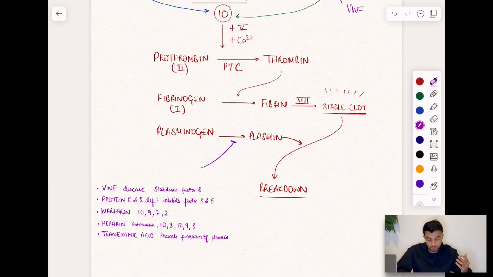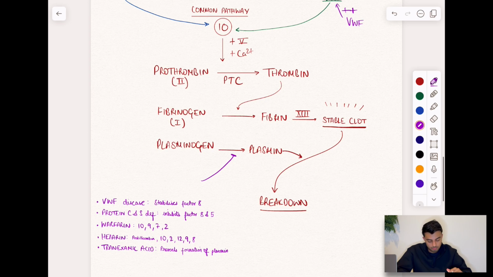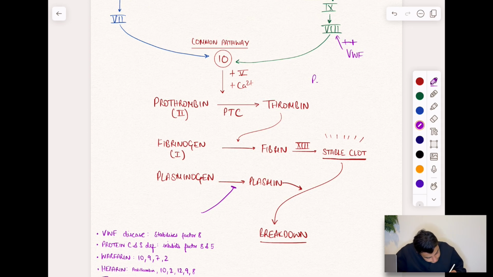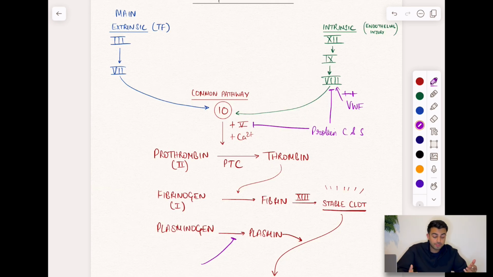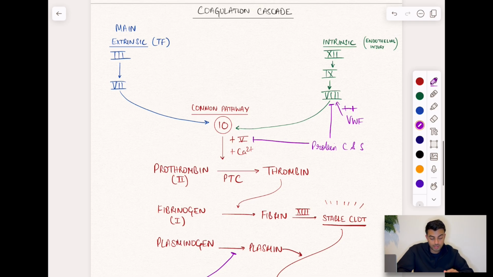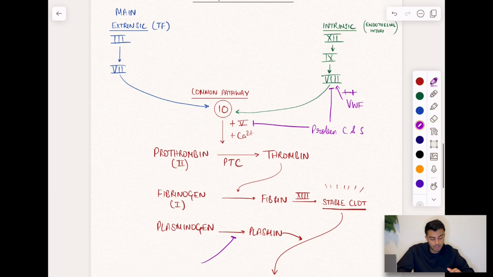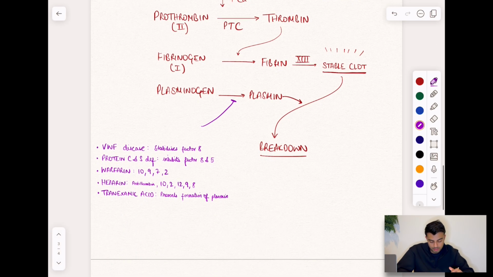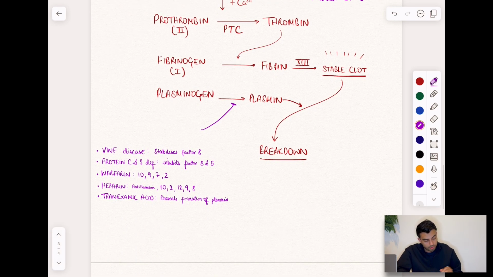So the next thing is protein C and S deficiency. Protein C and S inhibit factor 8 and 5. In protein C and S deficiency, you can't inhibit factor 8 and 5, and the coagulation cascade continues as normal. And this is normally a physiological process that controls the cascade. So when it's deficient, this is a prothrombotic disorder and can cause excess clots to form.